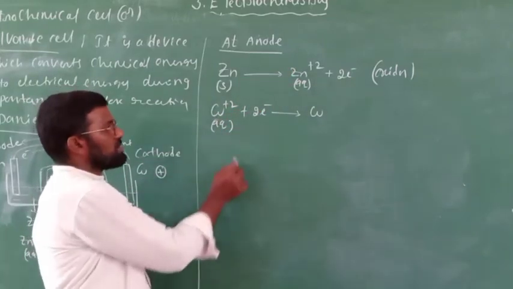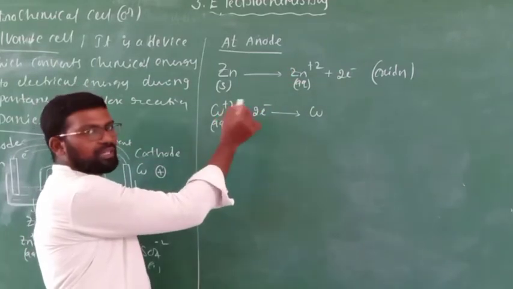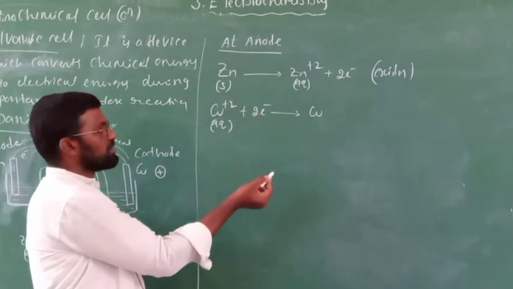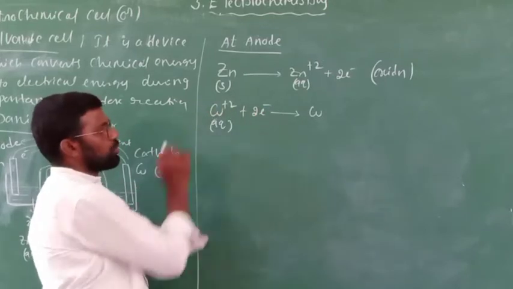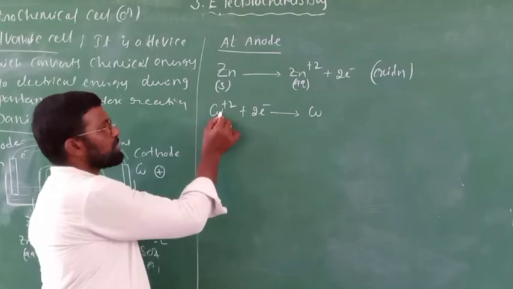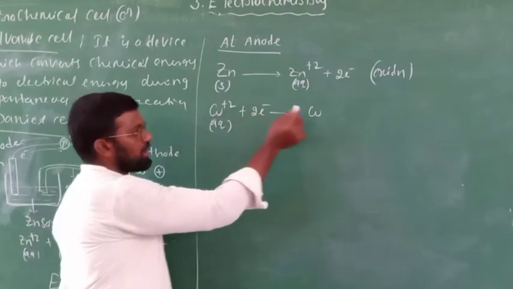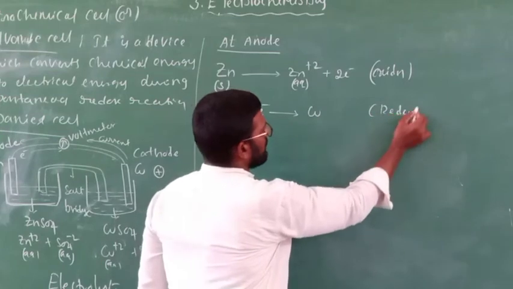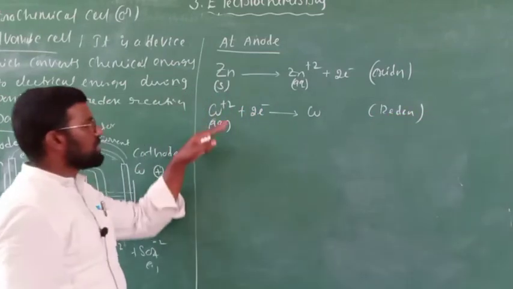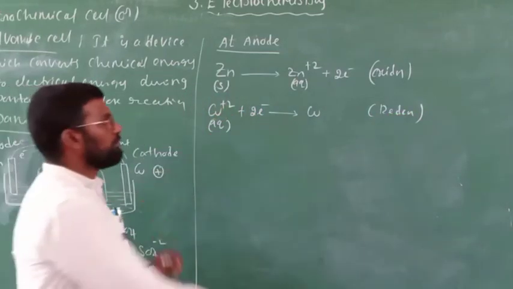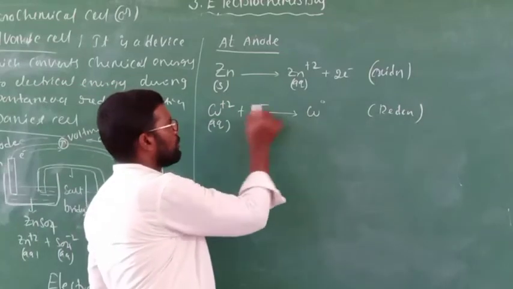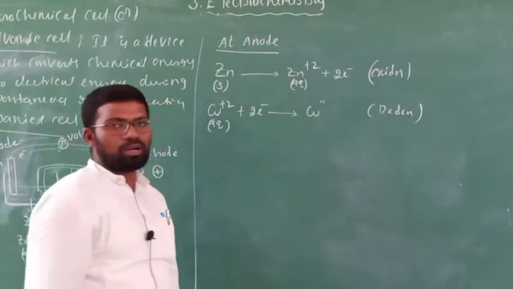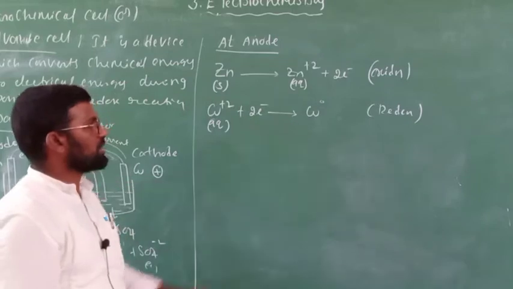Here in the second case, copper is undergoing reduction. How can we say it is reduction? Here addition of electrons is taking place. Cu plus 2 gaining 2 electrons and converted to Cu. This is a reduction reaction. Here the oxidation state of copper is plus 2, whereas in the product state it is 0. There is a decrease in oxidation number. So it is a reduction reaction.